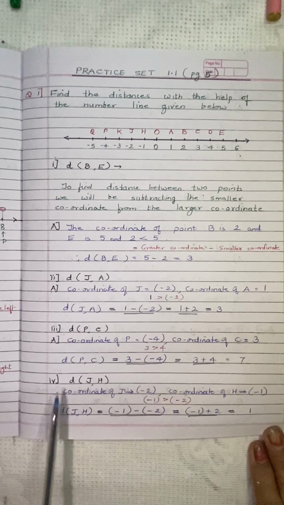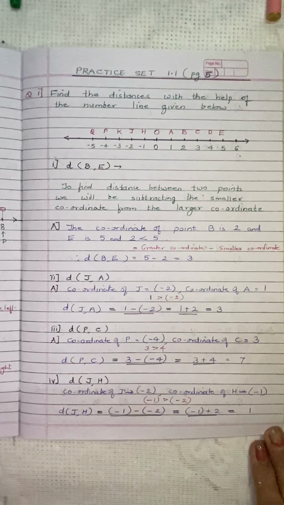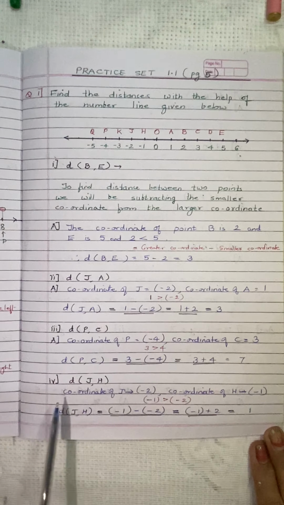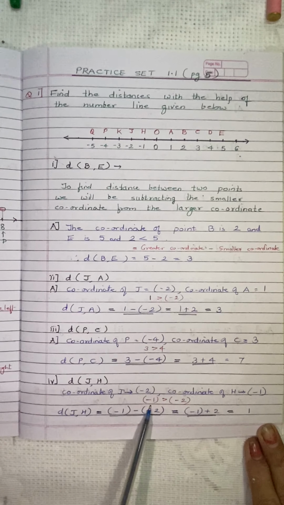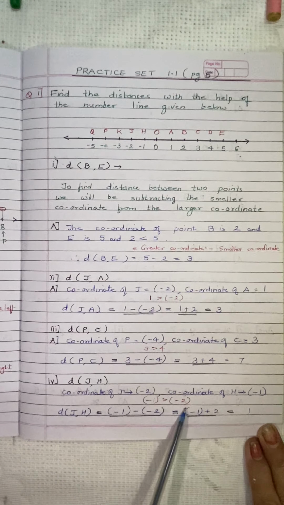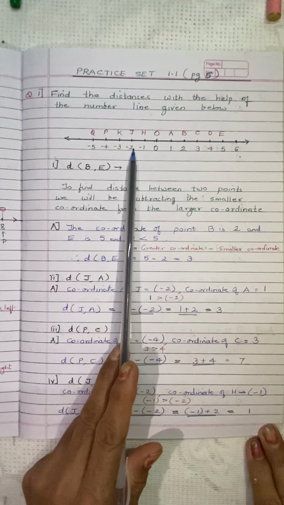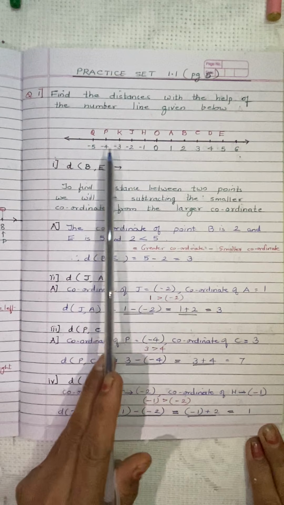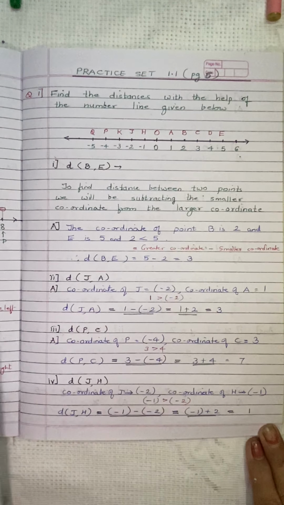Now fourth question, distance between J and H. We can see J and H. So coordinate of J is -2, coordinate of H is -1. So -1 is greater than -2. Now numbers to the left of the given integers are always smaller, and numbers to the right of the given integers are always bigger. You have to remember this.